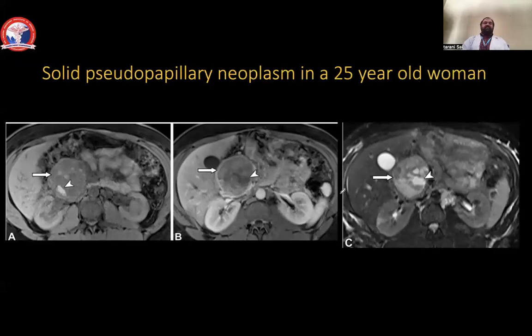This is a solid pseudopapillary neoplasm in a 25-year-old male. This is the first image, a T1 fat-sat image showing a well-defined large cystic mass with a solid component noted in the head of the pancreas. However, there is no IHBRD noted.